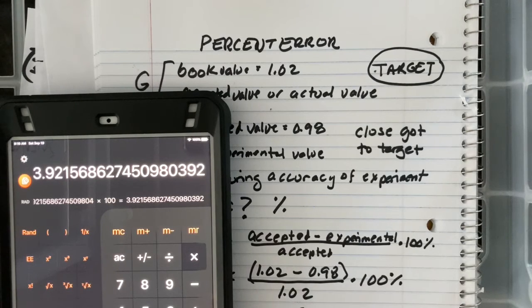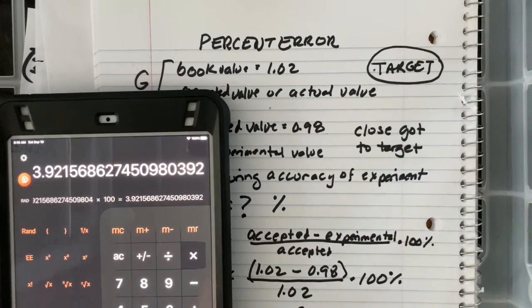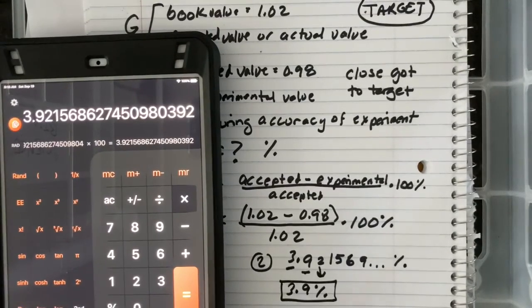2 sig figs in 0.98. And remember, we don't use the sig figs of what's in the equation, only what's in the givens. So we're going to round to 2 sig figs. 1 sig fig, 2 sig figs, because I went from the left. I round down, which means my answer is just going to be 3.9%, and I'm going to box that and be done. Oops, let me move that up so you can see it. And there you go.